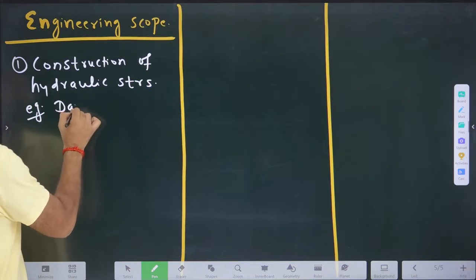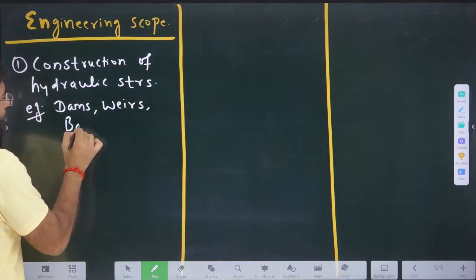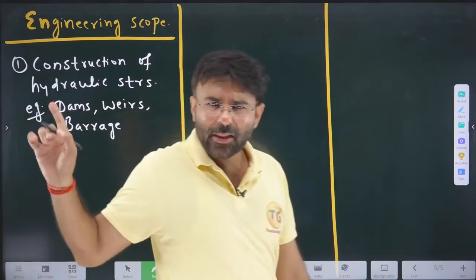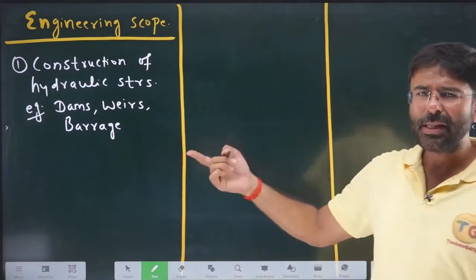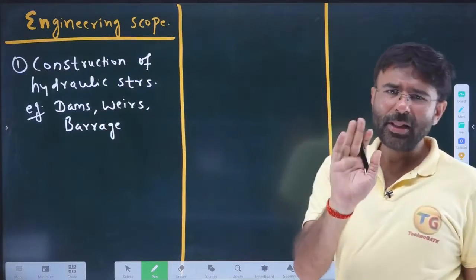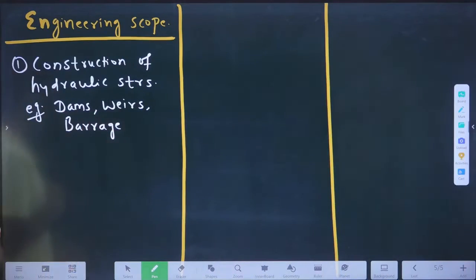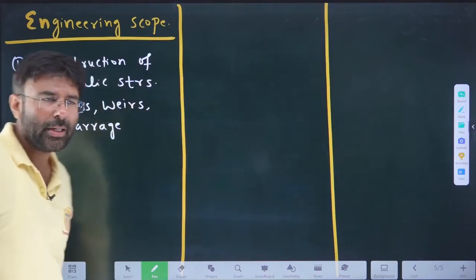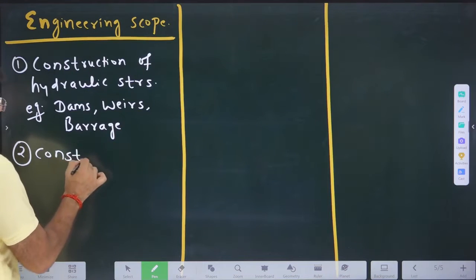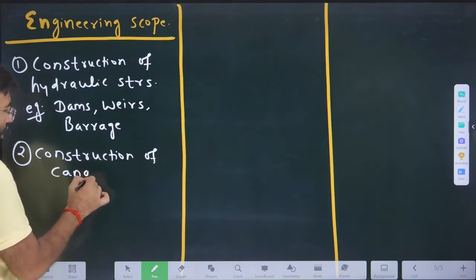Example: dams, weirs, barrage, and many others. We'll discuss these in the upcoming chapters, in the upcoming lectures. We are going to discuss the concepts of dams, weirs, barrages, everything. So as a civil engineer, we have to construct the hydraulic structures to supply water to the field. Similarly, I'll have to construct the canals also. Construction of canals.